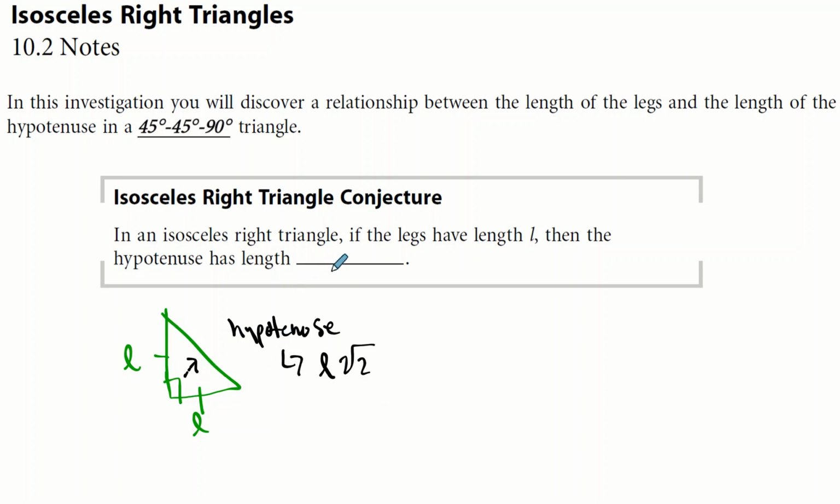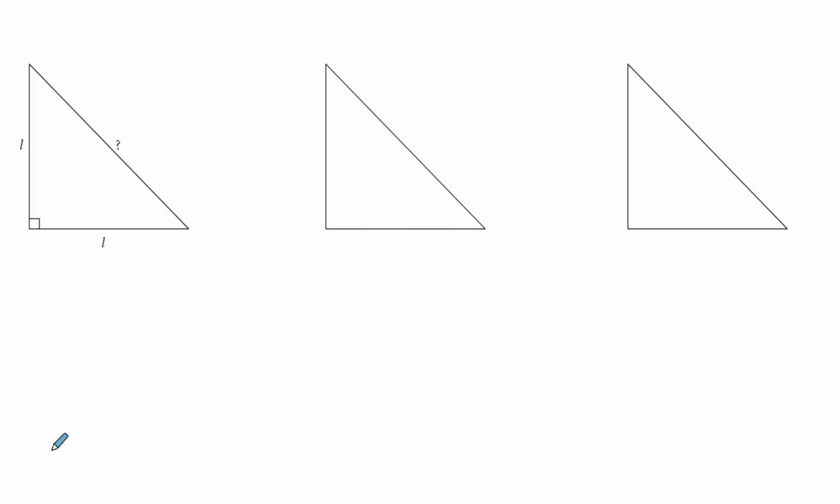First, let's fill in this blank. This would be L, the length of the leg, times radical 2. So it's L radical 2. All right, so let's move on. Let's try some of these examples here. Here we have 3 right triangles. Looks like these two are missing the little right angle symbol. Let's start with the one on the left.